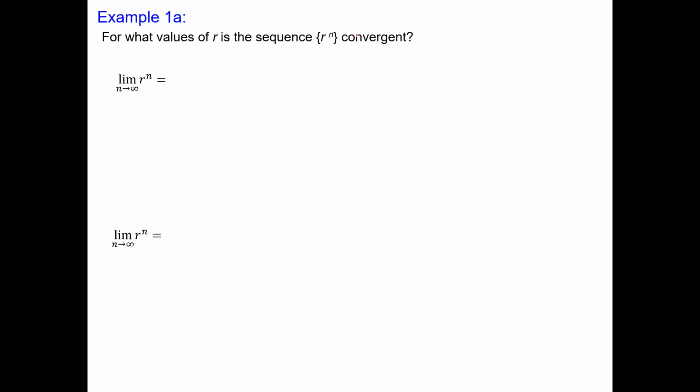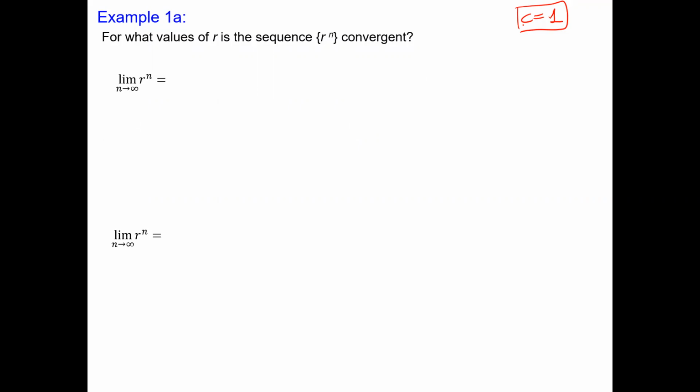Example 1a. For what values of R is the sequence R to the power of n convergent? I will just assume that the constant C is 1, because the constant C is not affecting the convergence, only the part R to the power of n.